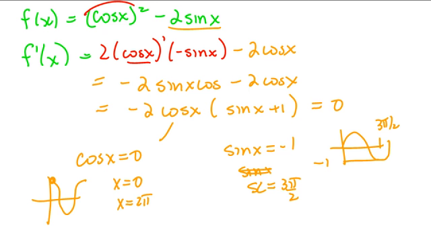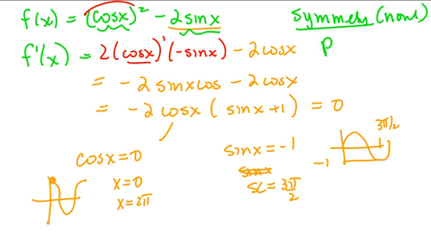Now before I move on to put this on the number line, I forgot one step, and that was the symmetry of the graph. Unfortunately I jumped over that. It's not even or odd, but it is periodic, because both of these have a period of 2 pi. So the symmetry, it has none, but it is periodic, with a period of 2 pi.